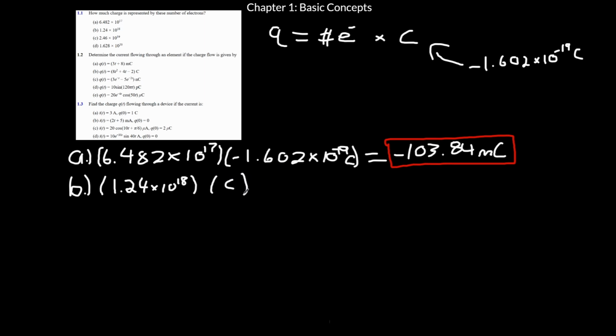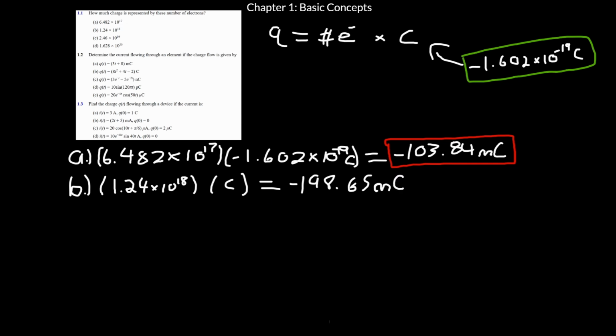Since we already know what C is, and it's going to be in coulombs, maybe you could store this as a value in your calculator because it could be useful. So our C is going to be this value over here, the charge of one electron. So if we multiply this by the charge of the electron, it's going to be negative 198.65, and that's going to be in microcoulombs.